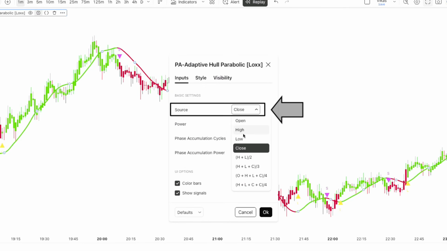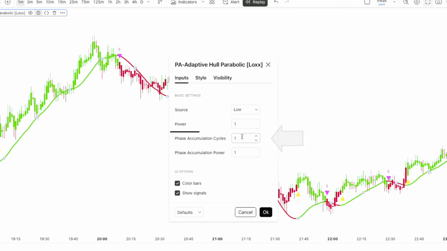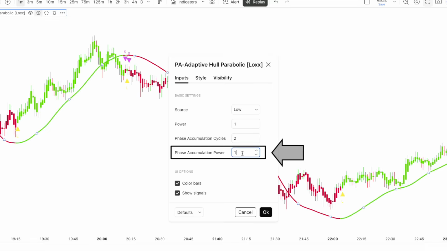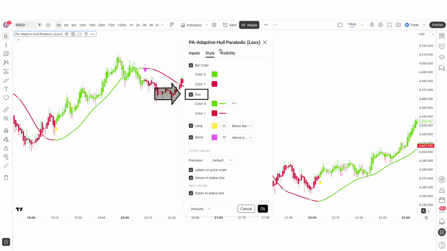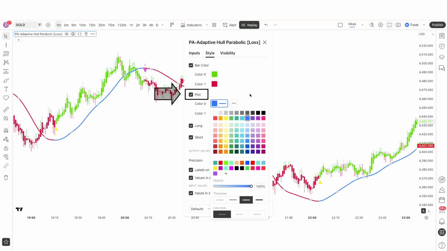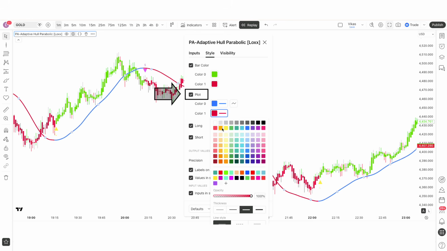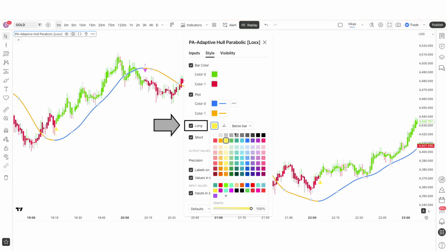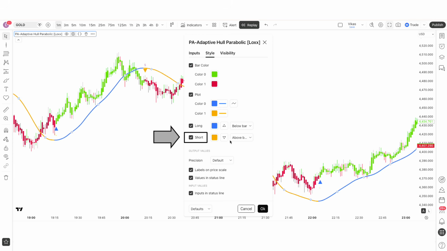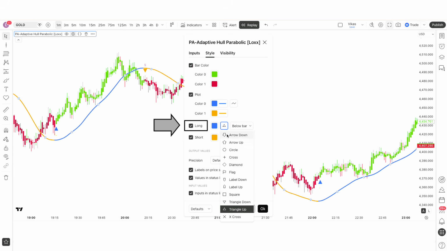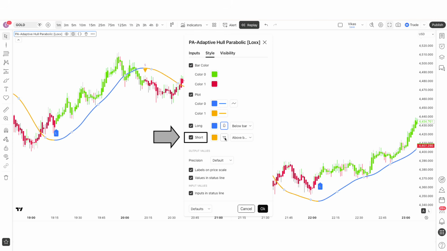First, we change source, close to low. After that, change phase accumulation cycles, 1 to 2. After that, change phase accumulation power, 1 to 7. After that, change plot color 0, green to blue. After that, change plot color 1, red to orange. After that, change long and short color. After that, change long, triangle up to label up. After that, change short, triangle down to label down. Here, everything is fine after that.